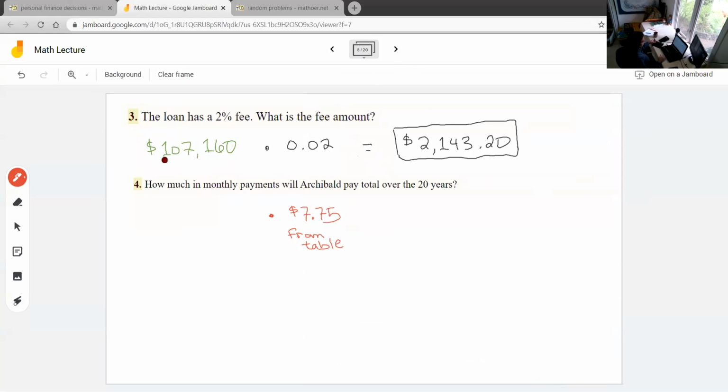I'm not going to multiply it by 107,160 as a plain number. What am I going to multiply it by instead? That looks very similar. Is this where we're going to move our decimal 3? It is.